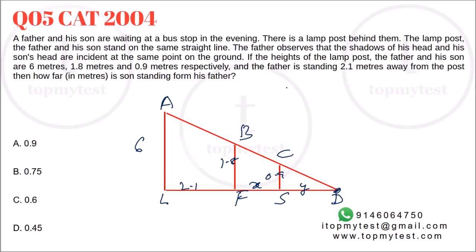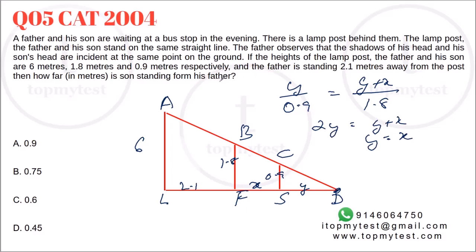So you will get y by 0.9 should be equal to y plus x divided by 1.8. If you rewrite this, you'll get 2y equals y plus x. So y should be equal to x. What do I need? I need to find the value of x, right? So this is also x. Now if I take the smallest triangle and the largest triangle, they are also similar. So 0.9 by x should be equal to 6 divided by 2.1 plus 2x.